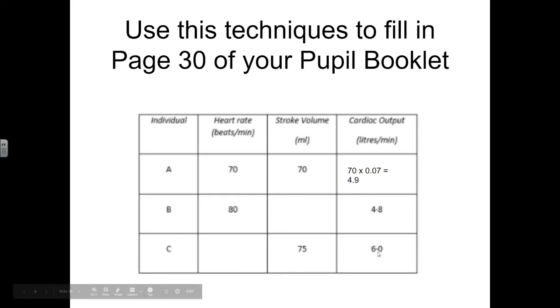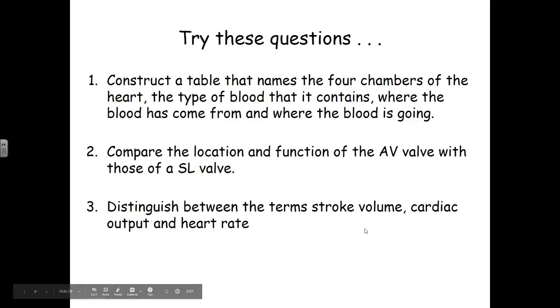Remember, this is in mils, so really that is 4,800 millilitres. So 4,800 divided by 80 gives you 60. By the same token, 6 litres is 6,000 millilitres. 6,000 divided by 75 is 80. Basic maths.